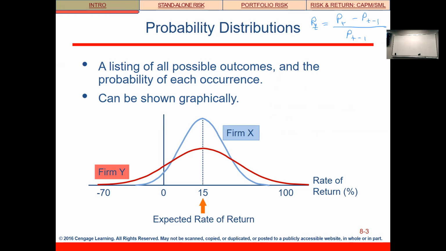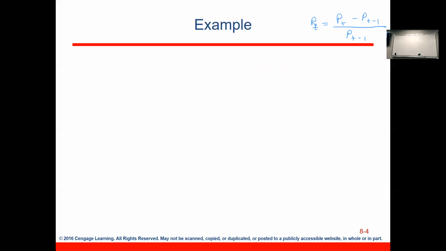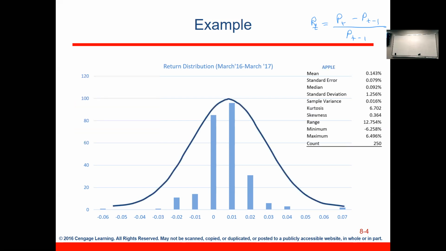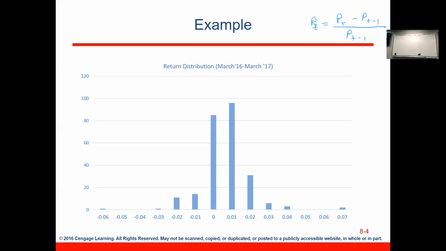We measure it using something called probability distributions. Probability distributions show us the probability of earning specific returns with the corresponding probability. I will just show you an example right now. Let's take a look at an example. It's not real-time, but it's the historical realization of Apple return. Yes, exactly. So this is a historical realization of Apple.